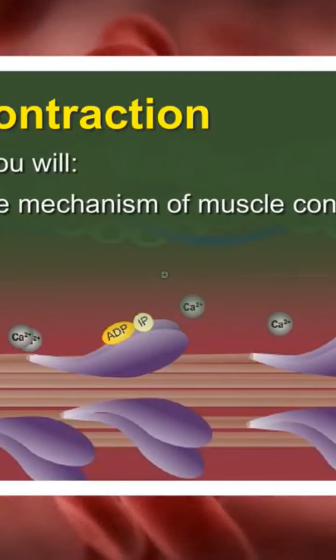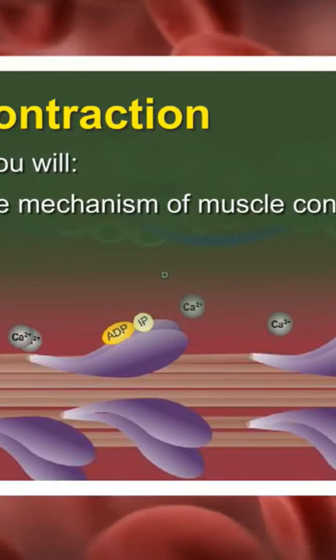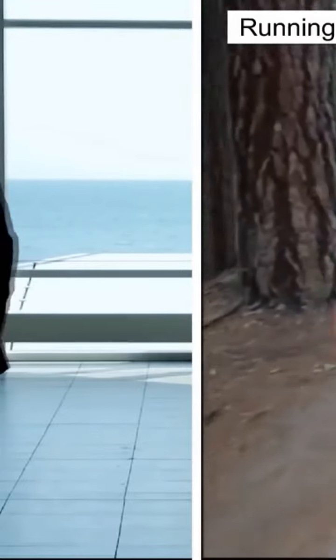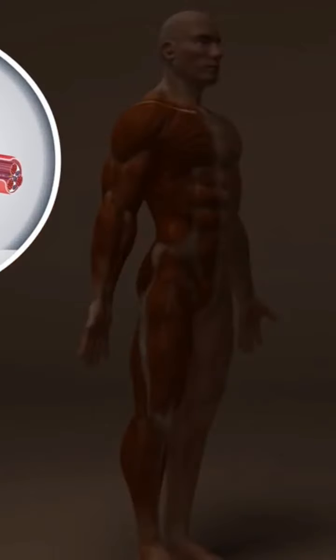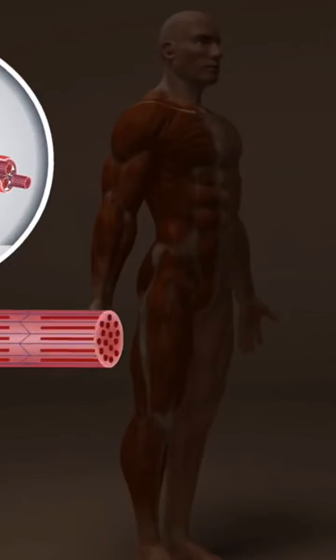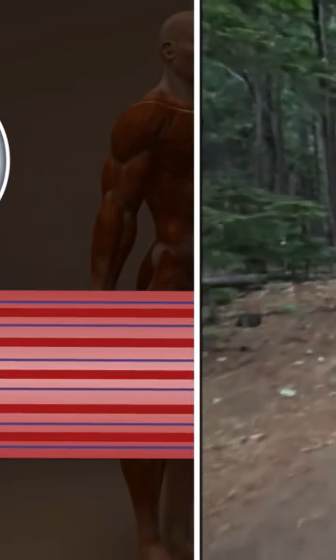Muscle contraction. In this module, you will learn about the mechanism of muscle contraction. All our body movements, such as walking and running, are possible due to the presence of muscles inside the body. You already know that myofibril, that is, the simplest unit of muscle, contains contractile proteins that help in the contraction of muscles and thus in body movements.